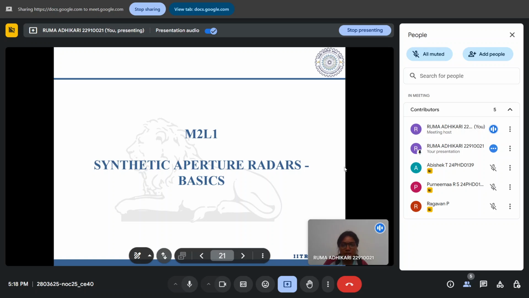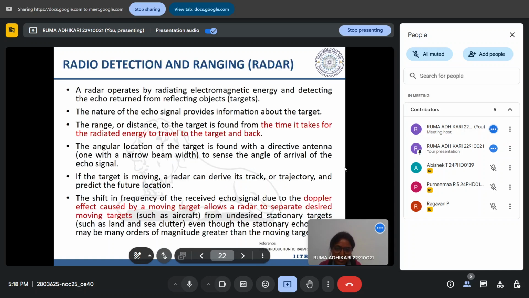Now we will start the radar, or better say, synthetic aperture radar. We'll start from very basics, and there are many details to understand. So radar, the full form is radio detection and ranging. That is, a radar operates by radiating electromagnetic energy and detecting the echo returned from reflecting objects or targets. So the nature of the echo signal provides information about the target.